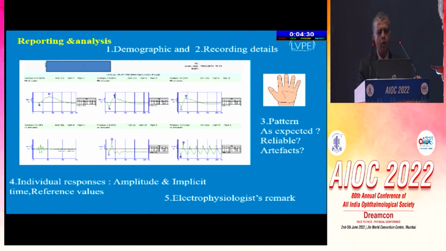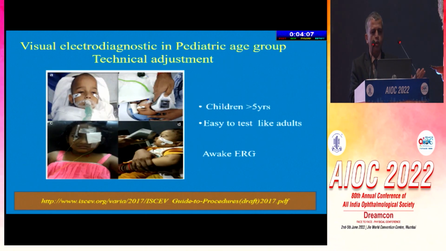Are they reliable or just artifacts? Then individual responses need to be analyzed and compared with the normative standard. The term normative standard is now replaced in the latest standard. This is termed as reference value. So it is true, every laboratory needs to provide the reference value, and the individual waves need to be compared against that. Now finally, the electrophysiologist remark.